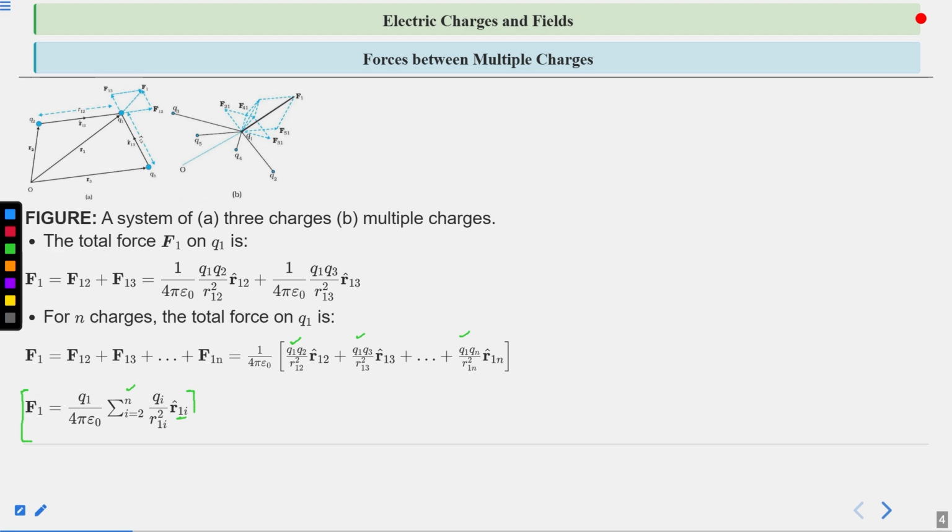So this is the representation of force on a single charge due to multiple charges. Clear? If we resolve this summation, you will get this again. Put the value of i is equal to 2, you will get this one in that case. Then i is equal to 3, you will get this one, and so on. So this is the force on a single charge due to multiple charges.